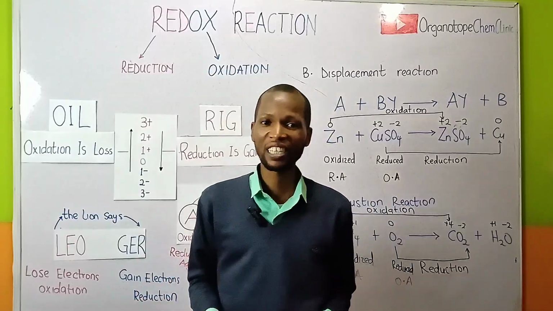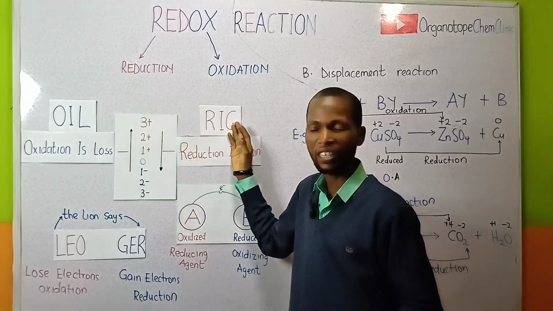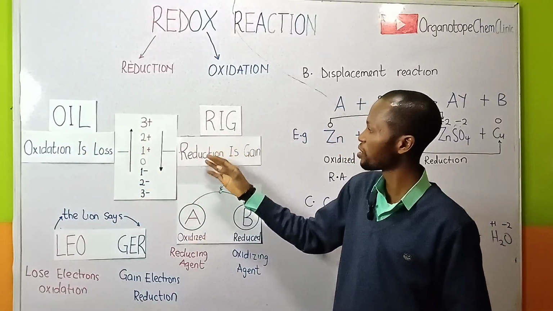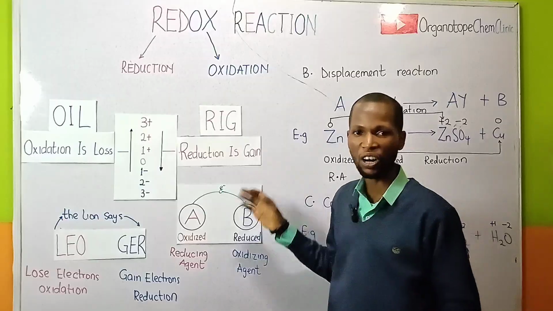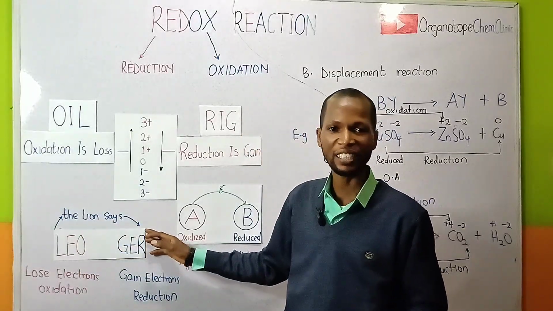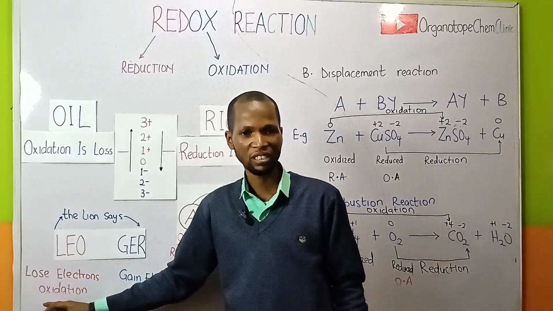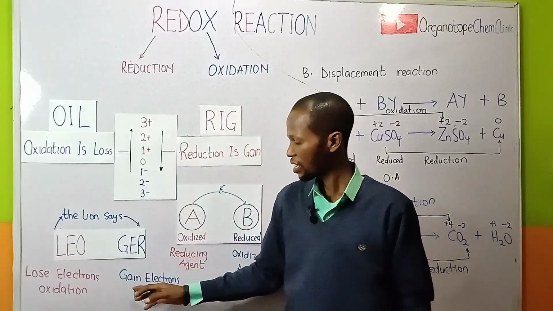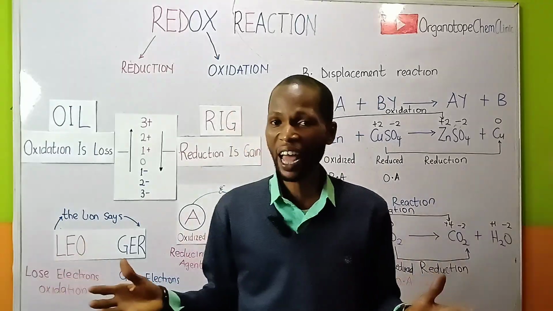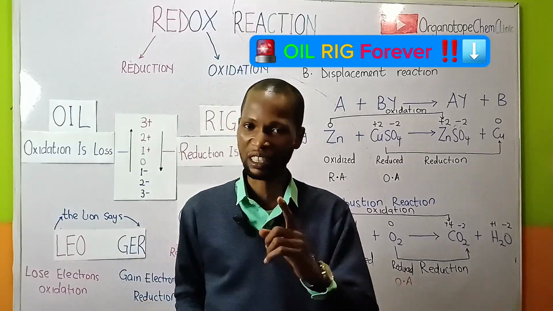So in redox reaction, here is a trick to never forget. OIL RIG. Oxidation is loss of electron, while reduction is gain of electron. And the other trick is LEO the lion says GER. LEO, lose electrons, oxidation. GER, gain electrons, reduction. Make sense?